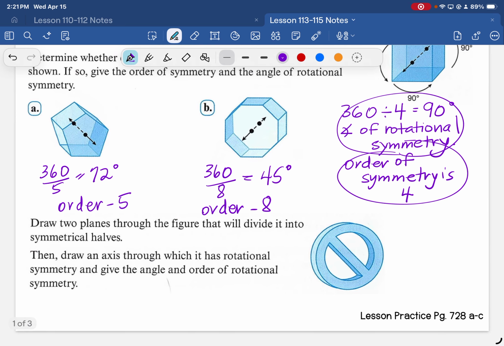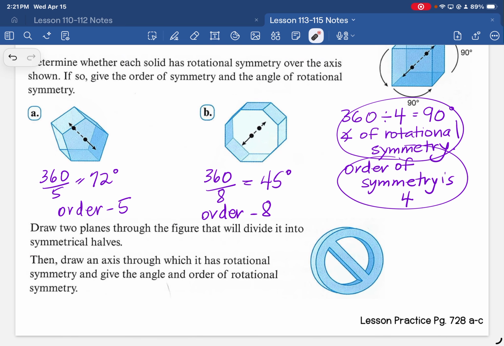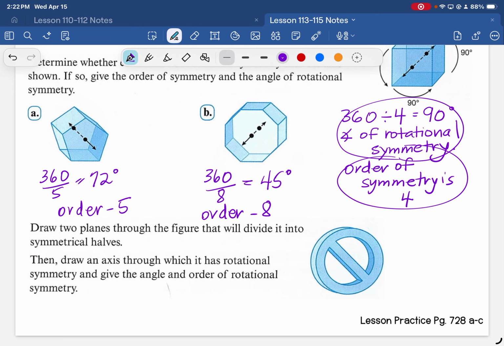All right, moving on. Last part of this lesson says, draw 2 planes through the figure that will divide it into symmetrical halves. So let's start with that. I can draw it like this. Would y'all agree that that's half? Mm-hmm. But I could also draw it like that. Isn't that 2 congruent halves that are reflected? So there's 2 ways I could do that. It says then draw an axis through which it has rotational symmetry and give the angle and order. All right, so the rotational is very specific though. It's got to be through here.